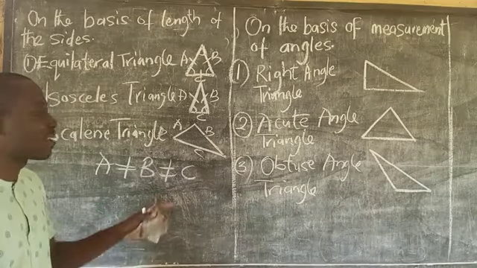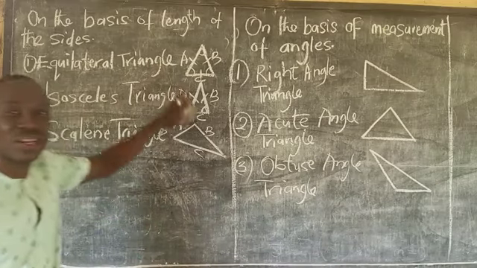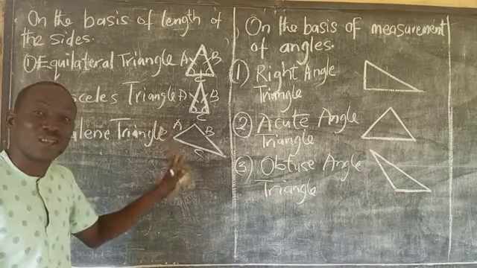So let's just take a summary of the three. For an equilateral triangle, all the three sides are equal. For an isosceles triangle, only two sides are equal.